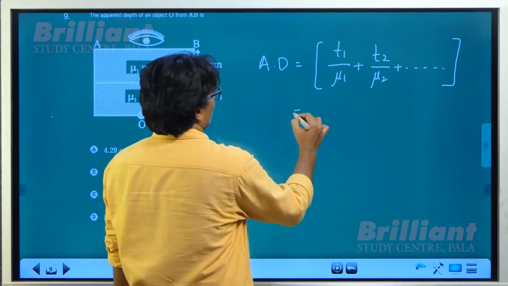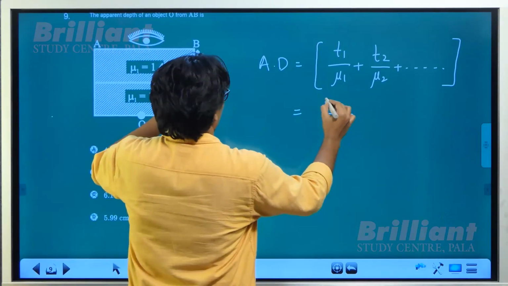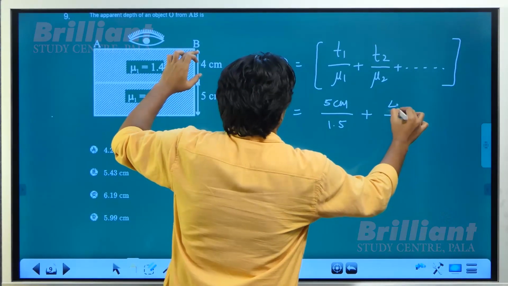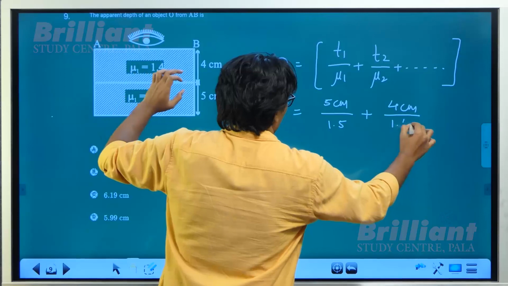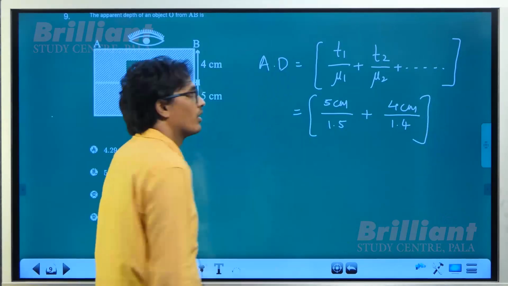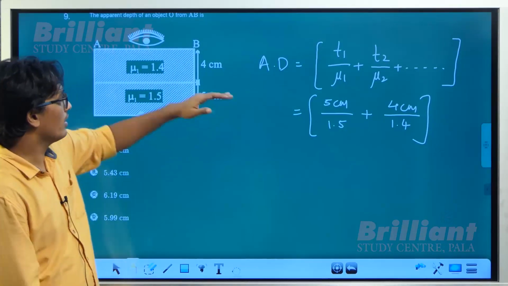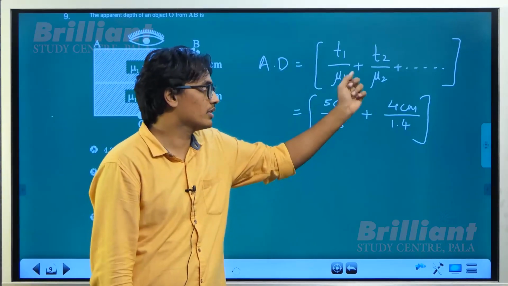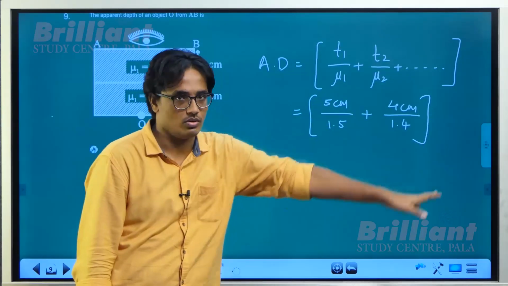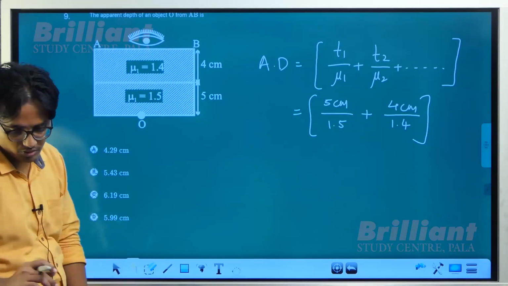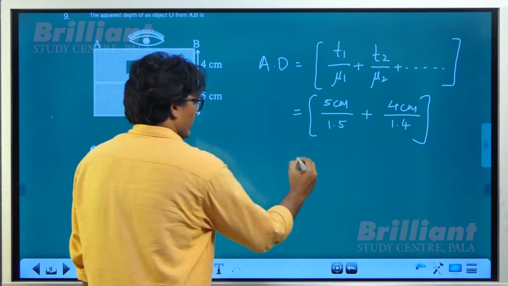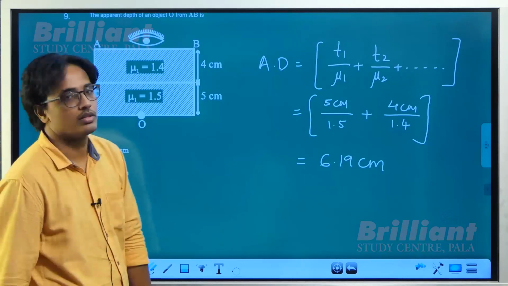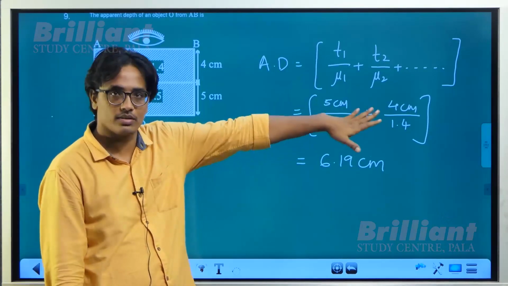So substitute in this. Initially this is 5 centimeters by 1.5 plus this is 4 centimeters by 1.4. This is apparent depth formula in a combination of slabs. It doesn't matter how many you have. This is the formula, T1 by mu1 plus T2 by mu2 and so on. So if you solve this one, you'll be getting 6.19 centimeters. This is apparent depth in a combination of slabs.